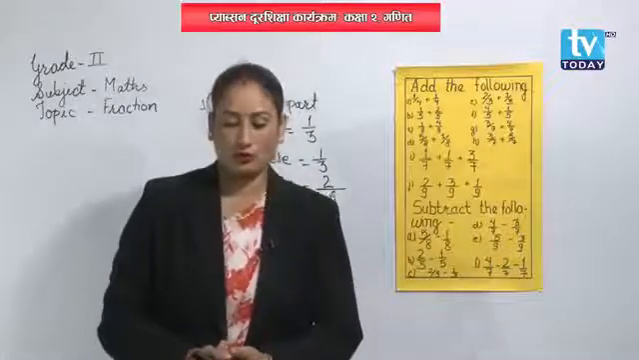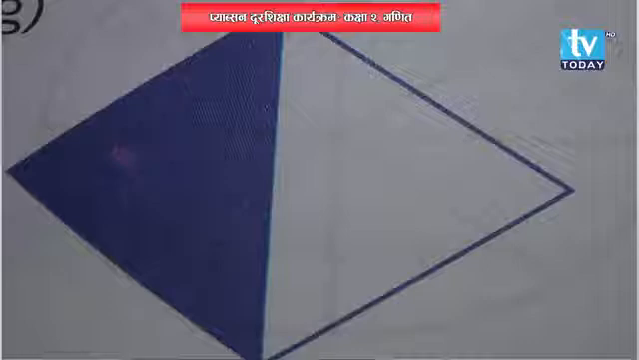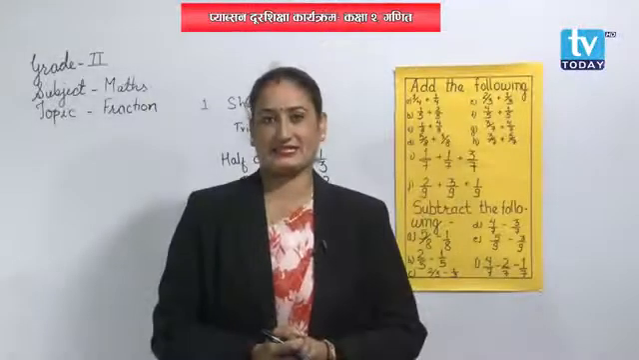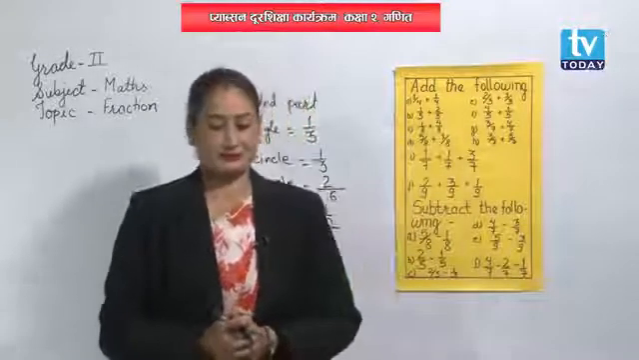Students, now what is there after that? It's like a square, or you can say it's like a kite. And how many parts are there? 2 parts. How many parts are shaded? 1 part. Then can you write 1/2 over there? Yes.